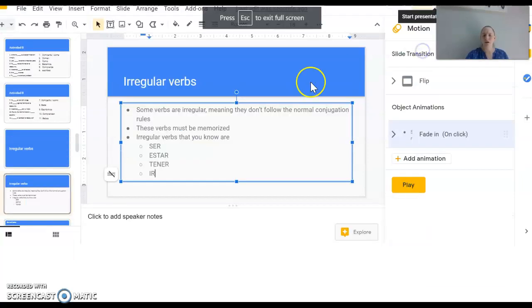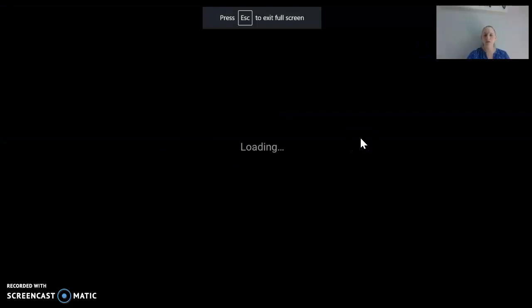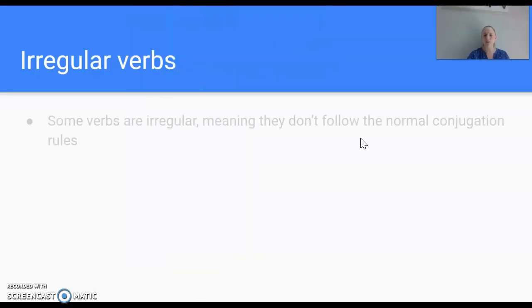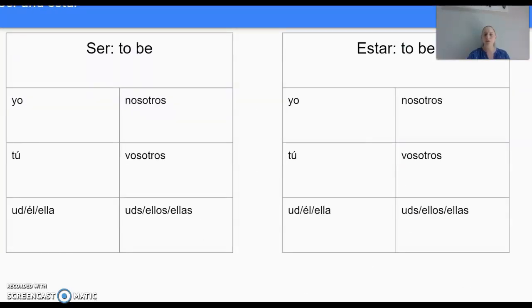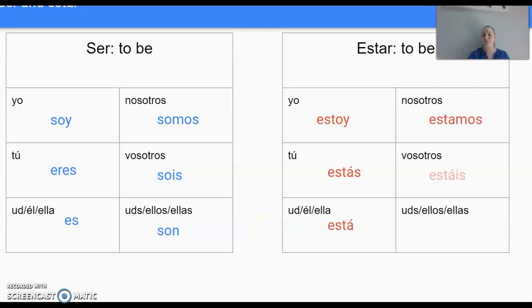Okay. So let's talk about ser and estar really quick. We've used these in class recently. So estar and ser both mean to be. We're going to get into how to use them appropriately in the first couple of chapters of this year. So soy, eres, es, somos, sois, and son. There's no accents anywhere on here. Estar, also to be: estoy, estás, está, estamos, estáis, están. Accents all over the place.